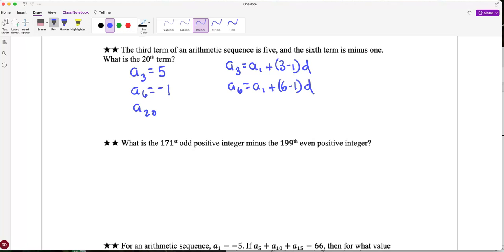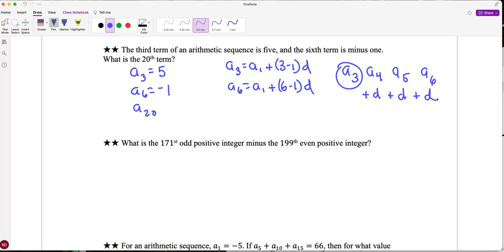So if I go from the third to the sixth term, so A3, A4, A5, A6, okay? If I knew what the third term was, I have to add D to get this one, add D to get this one, add D to get this one, okay? So what it means is you're adding 3D to get to the sixth term.